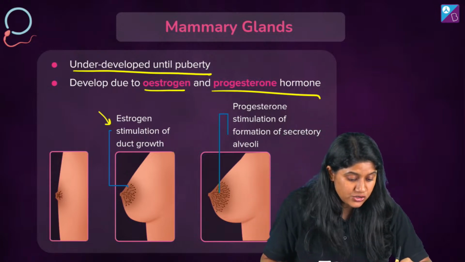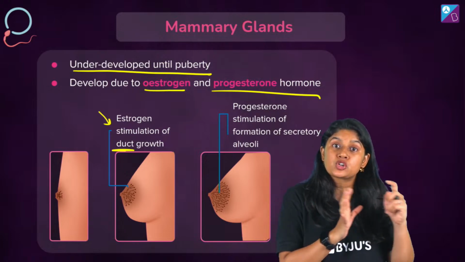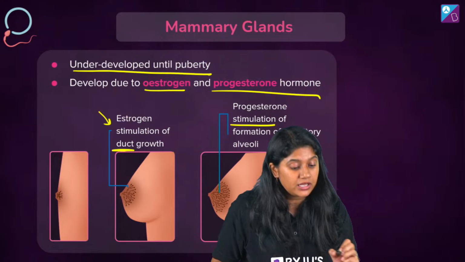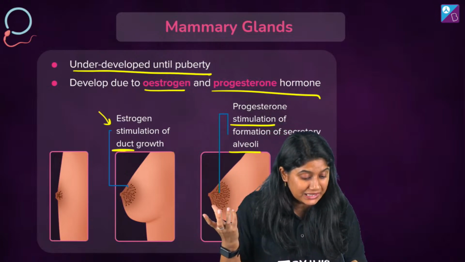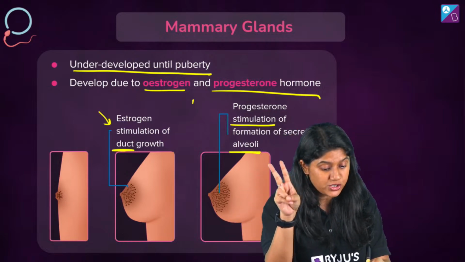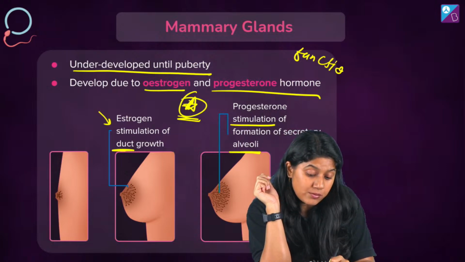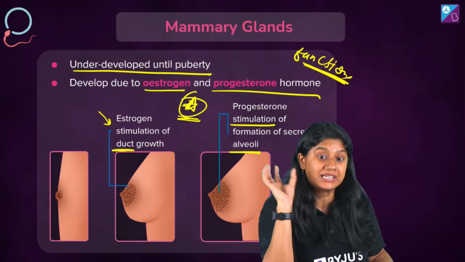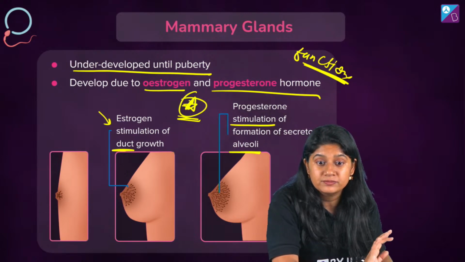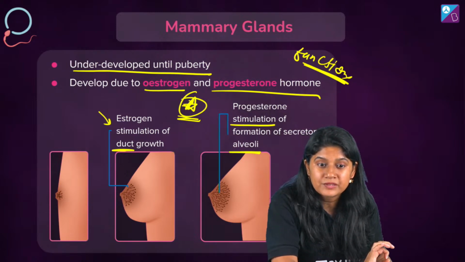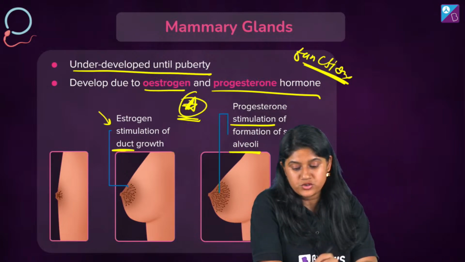Of course, the estrogen stimulates the growth of the ducts, and the progesterone will stimulate the formation of the secretory alveoli. Everyone clear? So two very specific functions over here. Please take a note of it, right? How these hormones are helping in the development of the mammary gland. Clear? So this is a very crucial piece of information that we have. Everyone, are we clear? Very good.